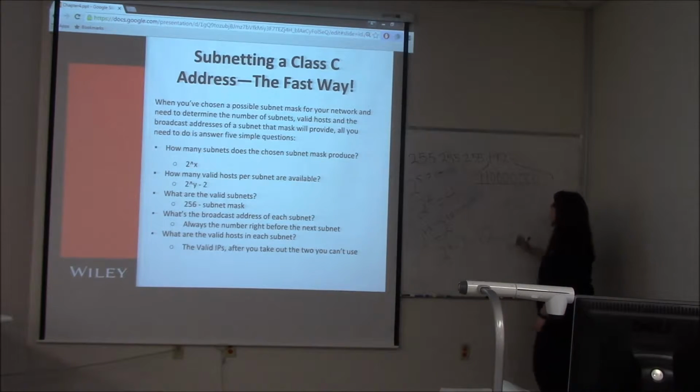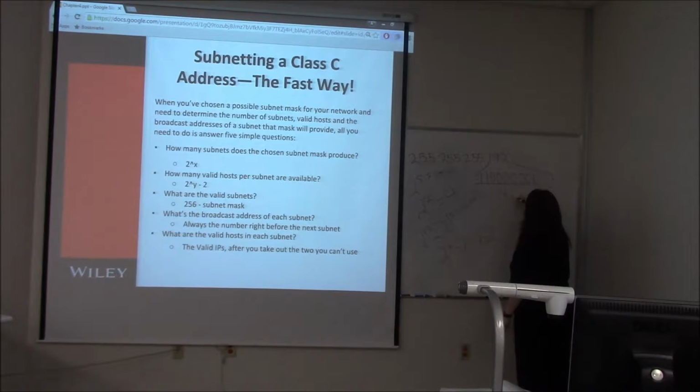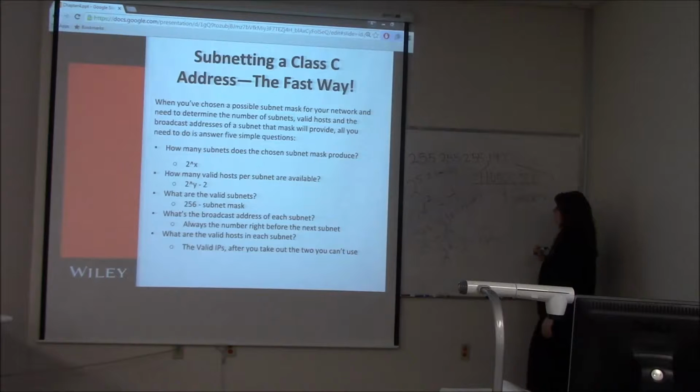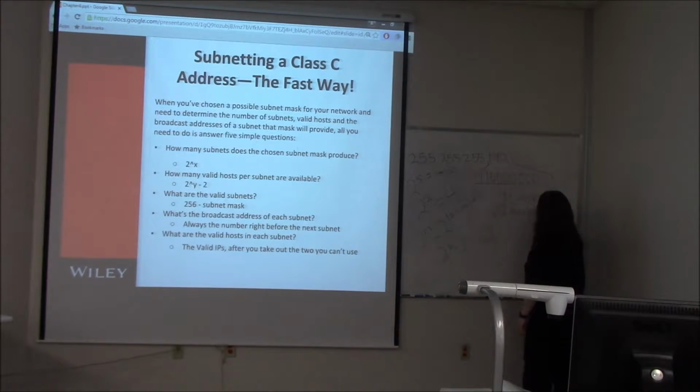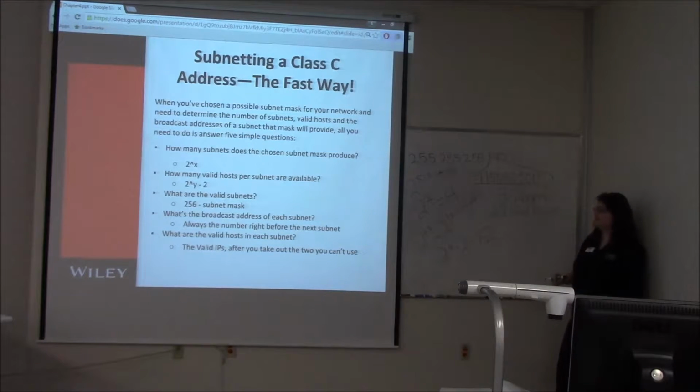In this configuration, I have 4 subnets and I have 62 available hosts in each subnet. Later we will map that out and you'll get to actually see how that works. But for now, just trust me. So I have 4 subnets in a .192 and 62 available hosts on each subnet.